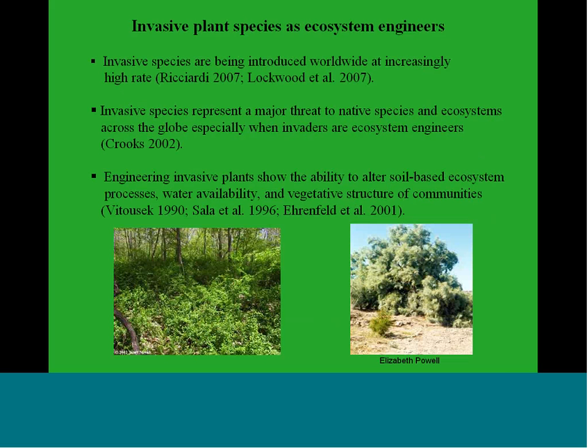Some engineering invasive plants have shown the ability to alter soil-based ecosystem processes, like this Japanese barberry in the picture on the left. They can also alter water availability in the soil, and an example of that is the tamarisk species, which has invaded the arid desert southwest region of the United States. And invasive plants also change the structure of communities.